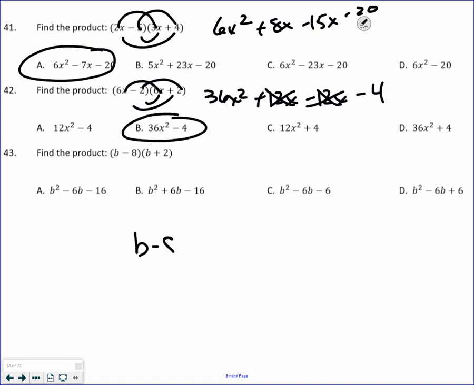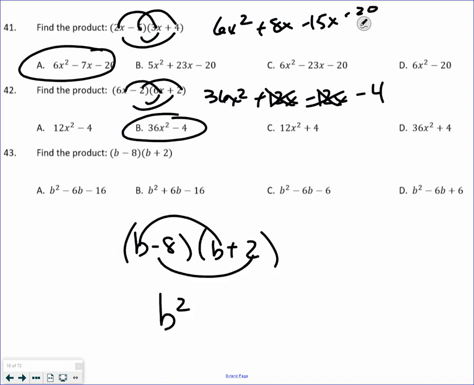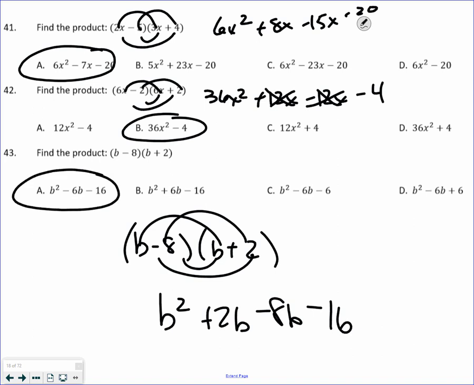And then the last foiling question, I believe, that we have here, b squared plus 2b minus 8b minus 16. Adding the like terms together. And again, you got to be really careful. Which one you're going to get is A.